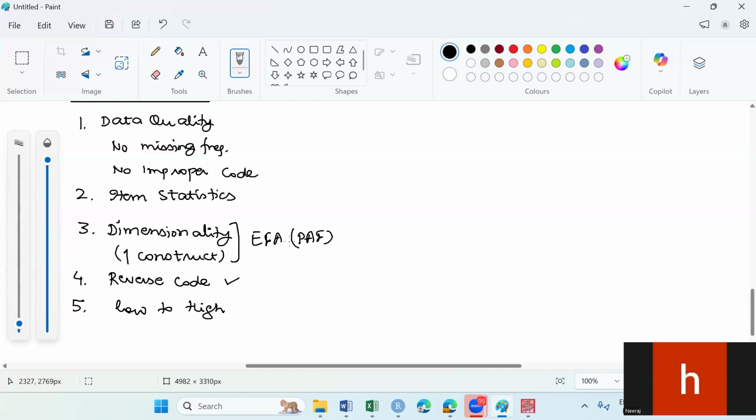Why we should do that? The reason being, we cannot get the total of the score. You remember that scale I have shown, type A, type B personality. Yes, sir. All items, I get the total only when they are on a single dimension, means everywhere it is increasing. Just think, if some of them are reverse coded, then what will happen?